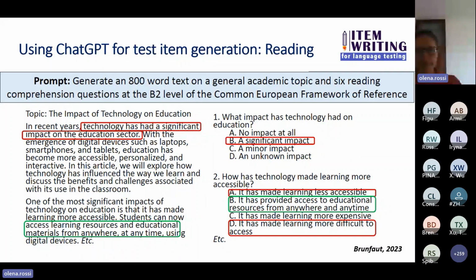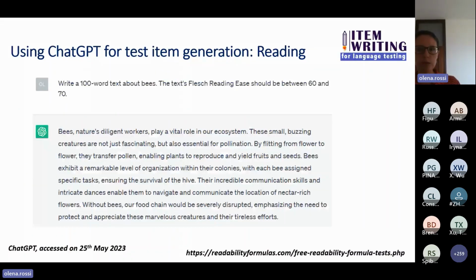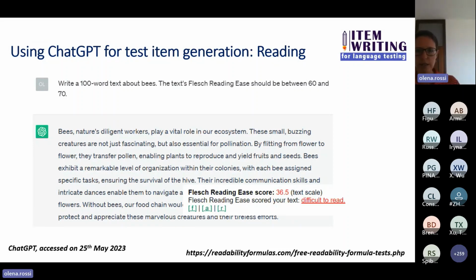It also doesn't understand readability measures, and I'm going to prove it in the next slide. I asked ChatGPT to produce a 100-word text about bees that would have the Flesch reading ease score of 60 to 70, so which is accessible to the 8th grade students. The resultant text had a Flesch reading ease score of 36.5, which is more suitable for college graduates.